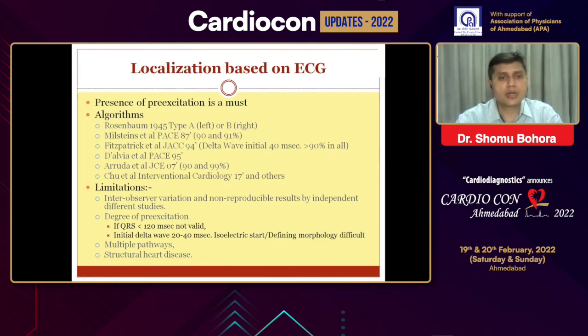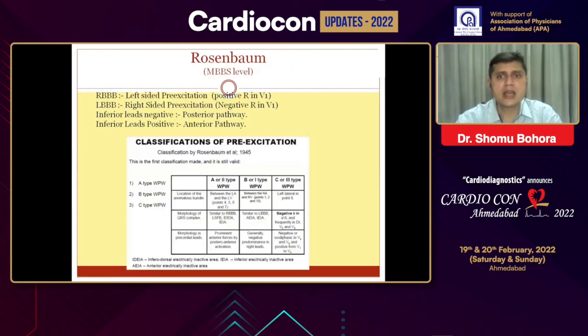You need a good amount of pre-excitation, and the QRS should be more than 120 milliseconds. An initial delta wave of 20 to 40 milliseconds is a must. There may be difficulty if there is an isoelectric start or if defining the morphology is difficult. If there are multiple pathways or structural heart disease, it becomes difficult to localize. So let us see the basic types of localization.